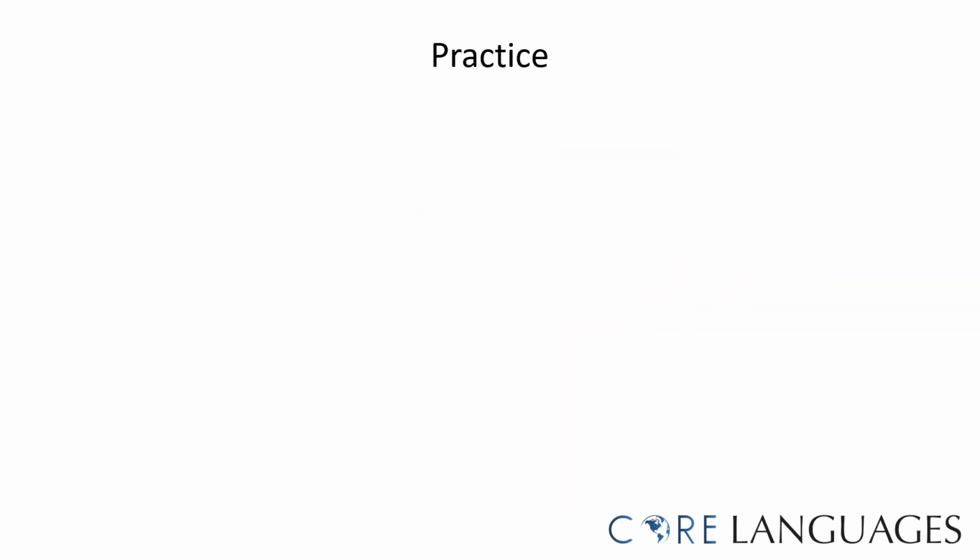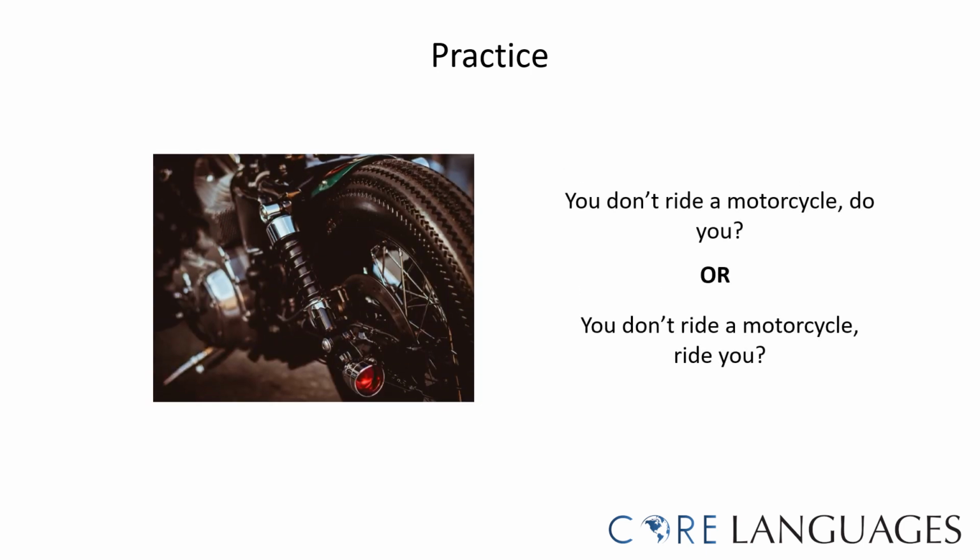And how about these examples? You don't ride a motorcycle, do you? Or, you don't ride a motorcycle, ride you? The correct sentence is, you don't ride a motorcycle, do you? The sentence uses the auxiliary verb to do, and it is making a negative statement, so it needs to be followed by the positive question tag, also using the auxiliary verb to do.